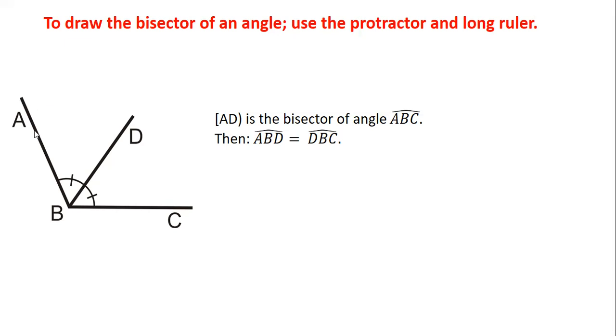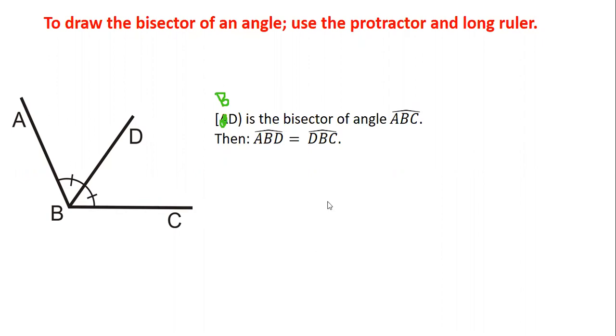Here I have angle ABC. As we can see, since angle ABD here is equal to angle DBC, then, not AD, then BD. Let me correct this, please. This is written by mistake. Then BD is the bisector of angle ABC. So BD will be the bisector of angle ABC. So angle ABD will be equal to DBC.